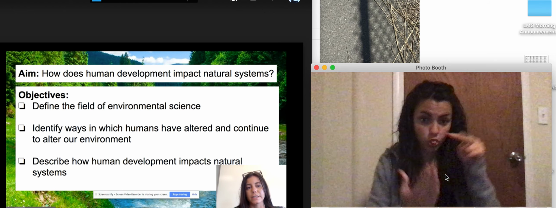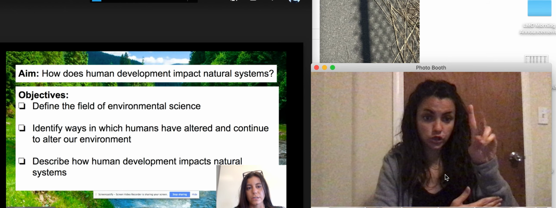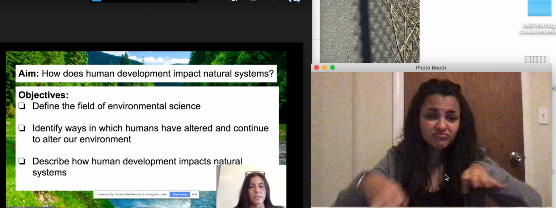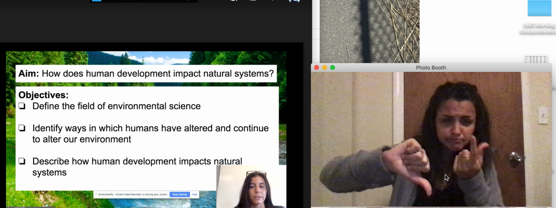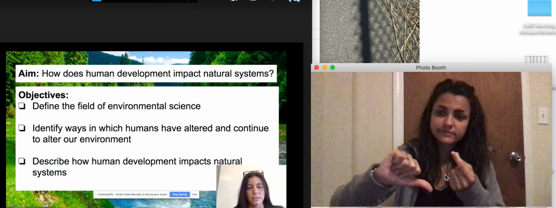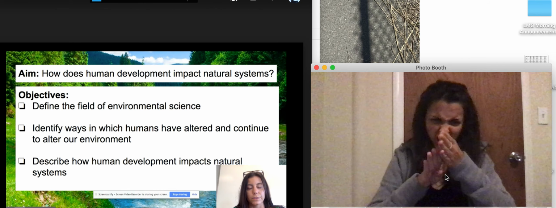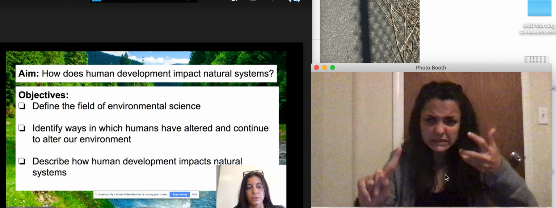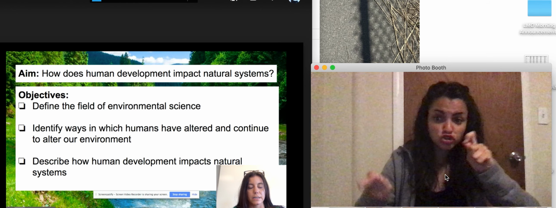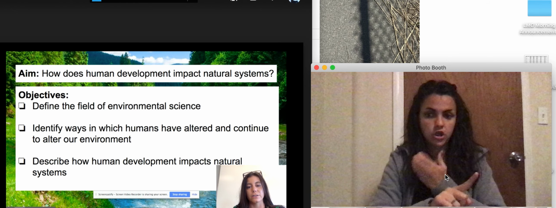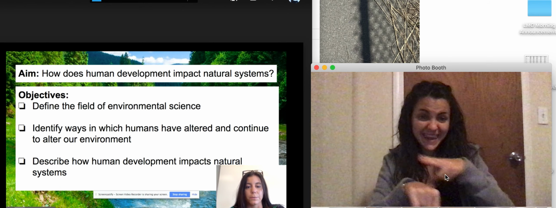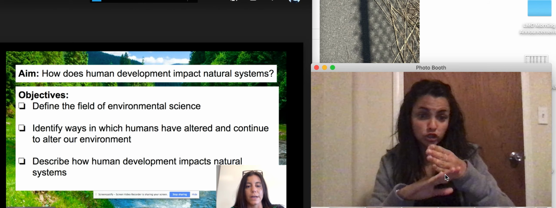Module 1 is pretty basic, just introducing environmental science, with some of today's objectives: define the field of environmental science. So what exactly is environmental science? Identify ways in which humans have altered and continue to alter our environment, and describe how human development impacts natural systems.